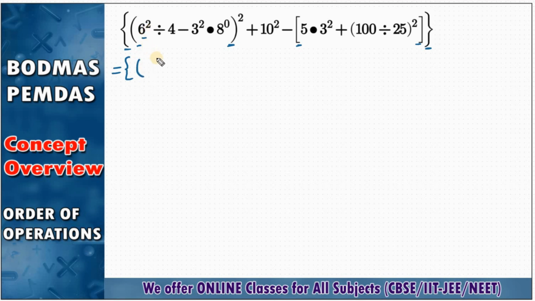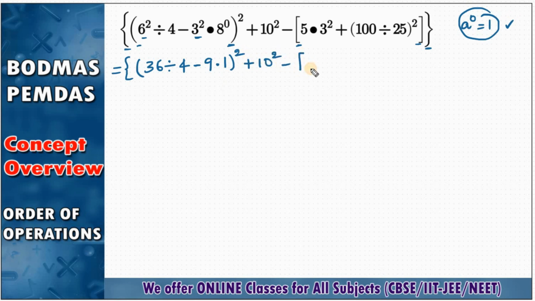Simplify the exponent here. 6 square, which is 36, divided by 4, minus, simplifying 3 square will give 9 times 8 to the power of 0 is 1. As per the exponent rule, anything raised to the power of 0 is 1. This is my exponent rule. So using that, this value is 1. Close the bracket and put a square on that. Plus 10 square minus, keep a square bracket, 5 times of 3 square plus 100 divided by 25, bracket of square, and then close the brackets.